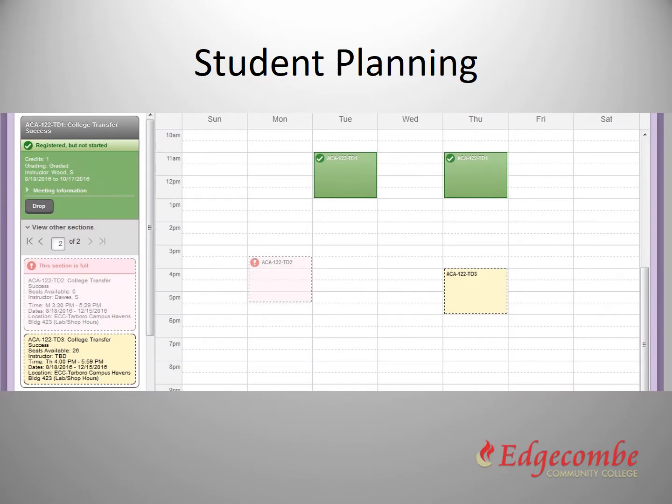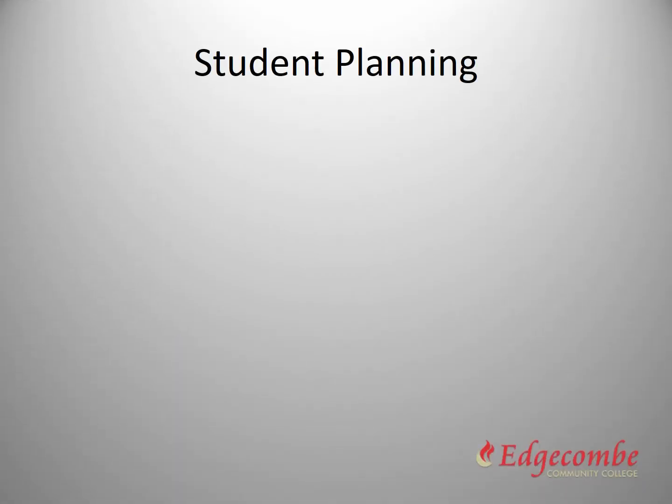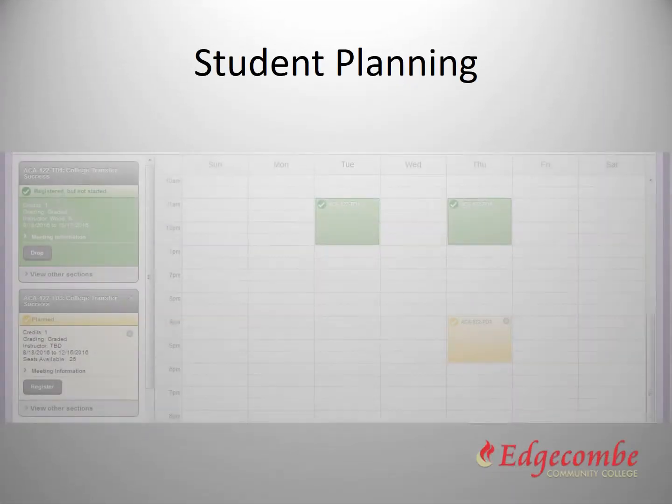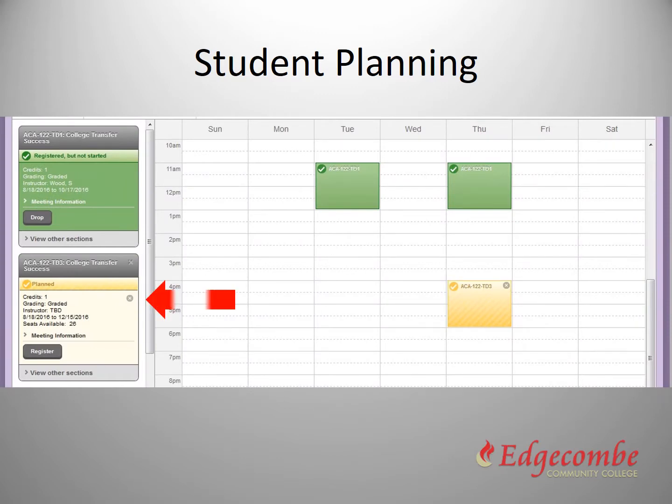When you mouse over an available section, it will highlight so you can read the details. If it is a seated section, it will also highlight in your schedule. If this is the section you want to choose, you need to click on it. The details will show up in another box and you will hit Add Section to Schedule again. You have now planned the new section.